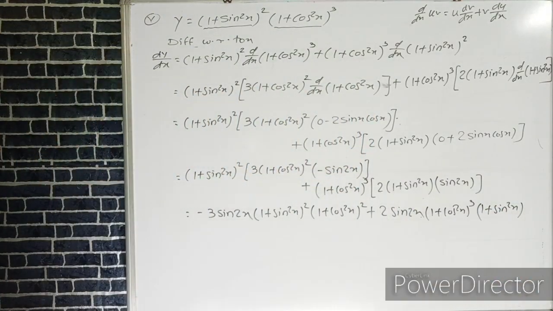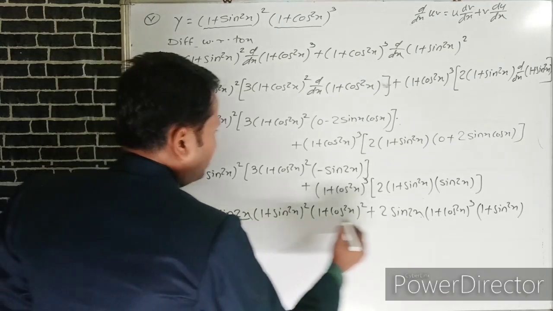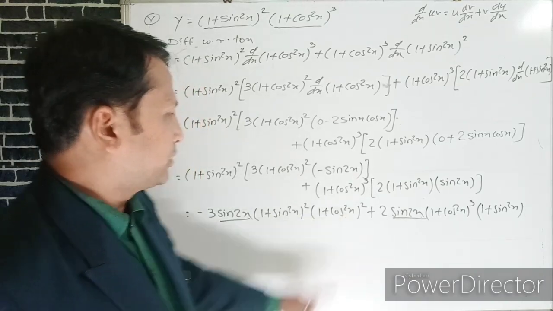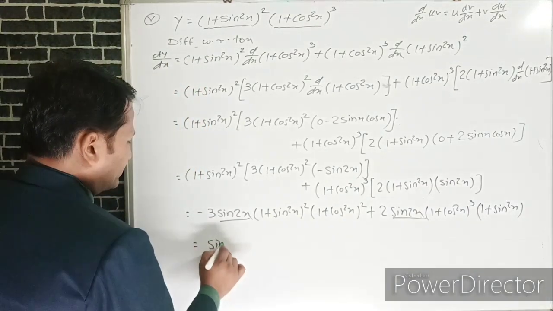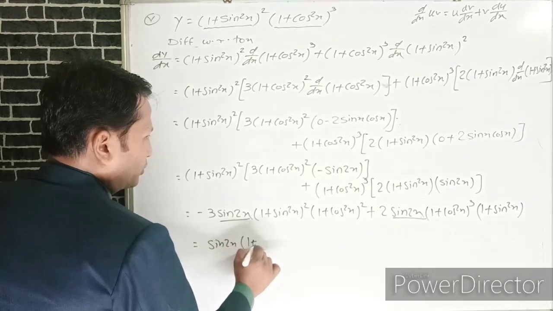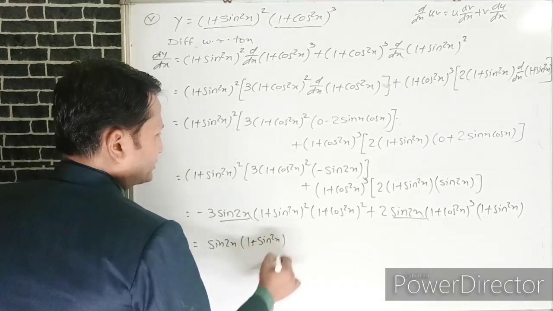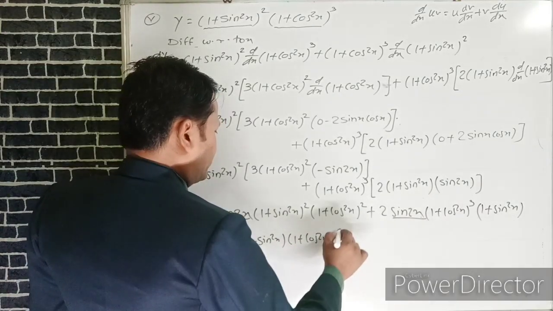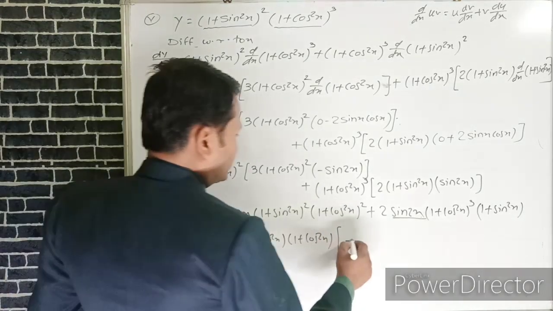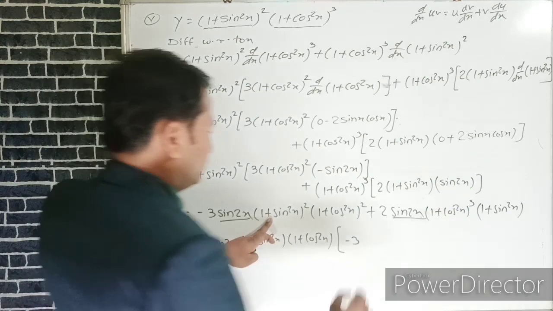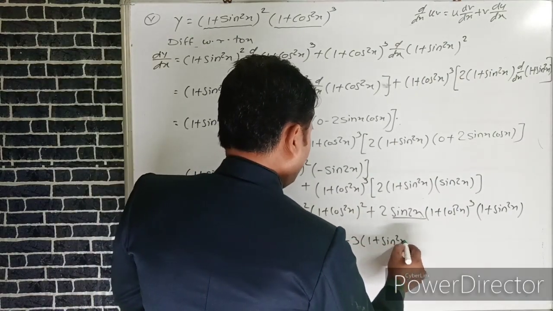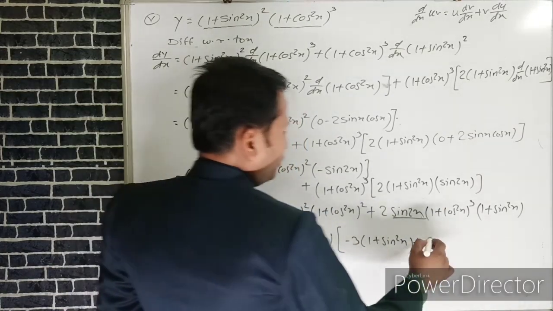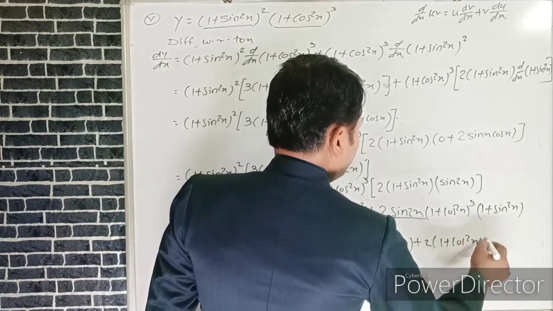If we take sin 2x common, 1 plus sin square x, 1 plus cos square x, then we can write sin 2x into 1 plus sin square x into 1 plus cos square x, then we can write it minus 3 into 1 plus sin square x plus 2 into 1 plus cos square x.